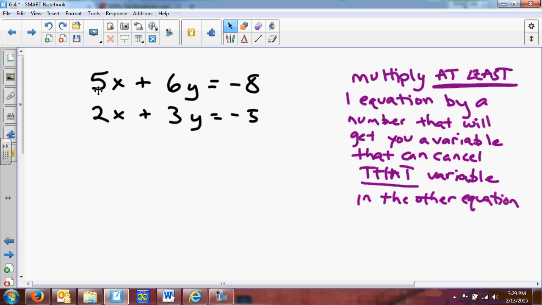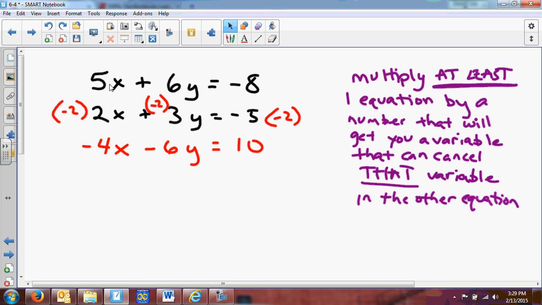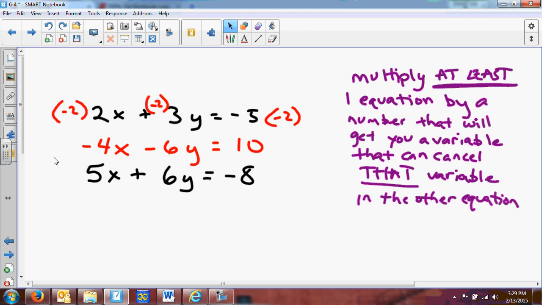2 does not go into 5. 5 doesn't go into 2. That's probably not one we're looking at. 3 goes into 6 pretty easily, twice. So if we multiply that by 2, we'd get 6y and 6y. So to get opposites, let's just use a -2, because -2 times 3 will get us a -6. And now we have 5x, 6y, and -4x, and -6y. The y's will now cancel. It's not always going to work out that way, but in this case, the y's will cancel first.